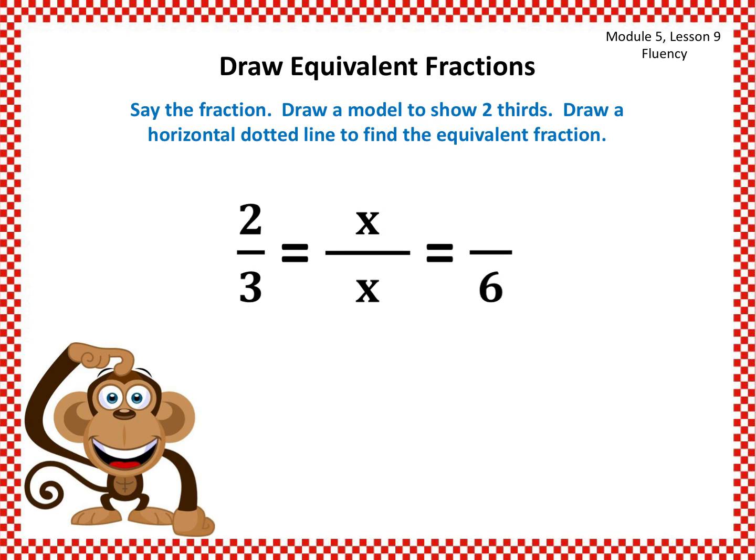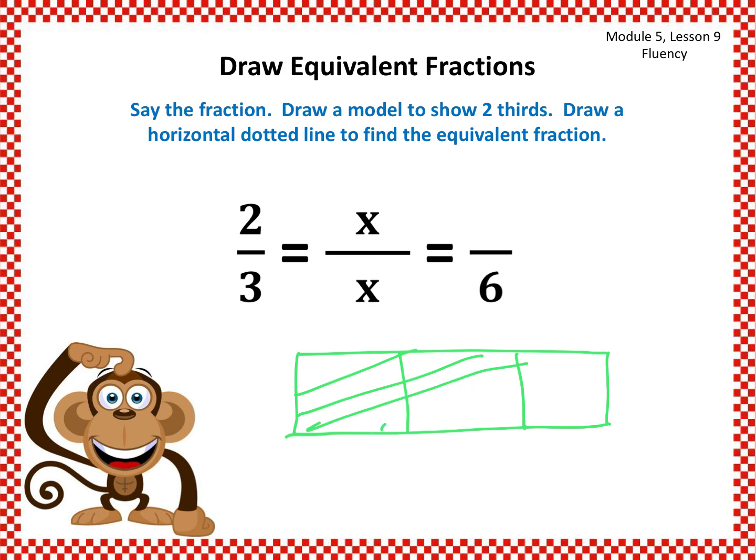All right, last one that we're going to look at, we're going to say the fraction. This time we're going to make a model and draw out the horizontal dotted line to see if we can find the equivalent fraction. So we're going back to what we knew in the beginning. We started with 2/3. So pause the video if you need to make your 2/3. And we are going to shade 2/3. And we need to draw a horizontal dotted line to find the equivalent fraction. So right now we have 1, 2, 3 parts, just 3. So we're going to go ahead and draw that equivalent fraction. We're going to draw our horizontal line.